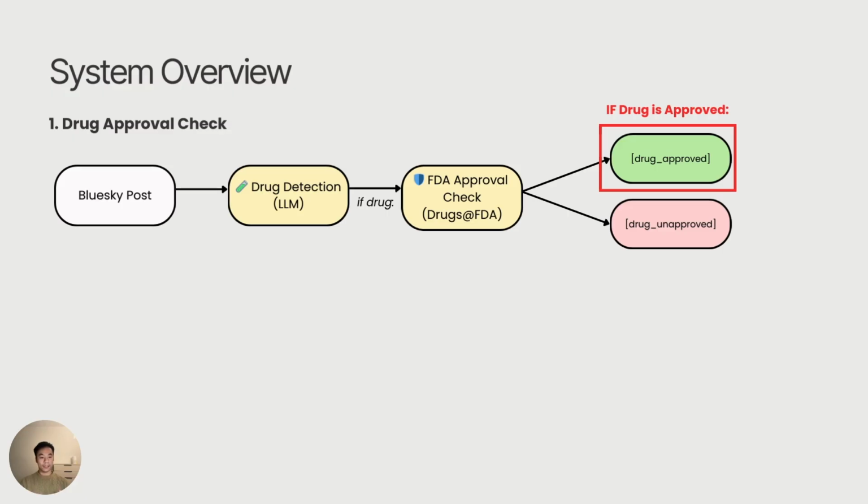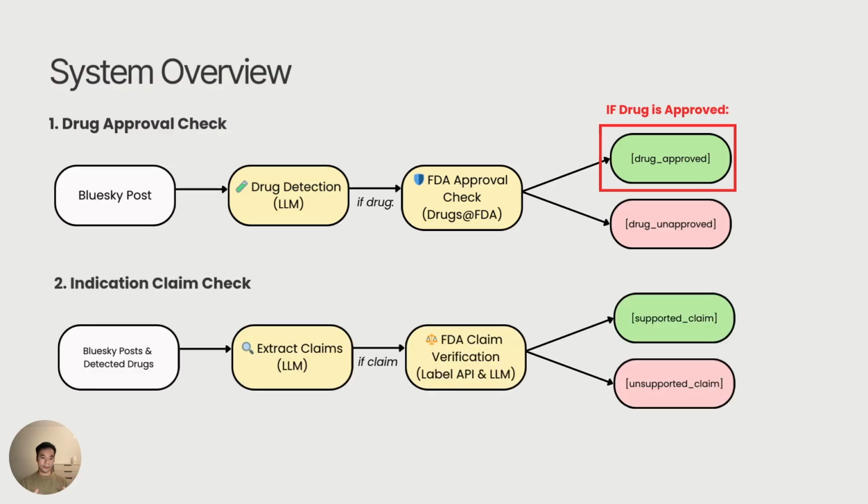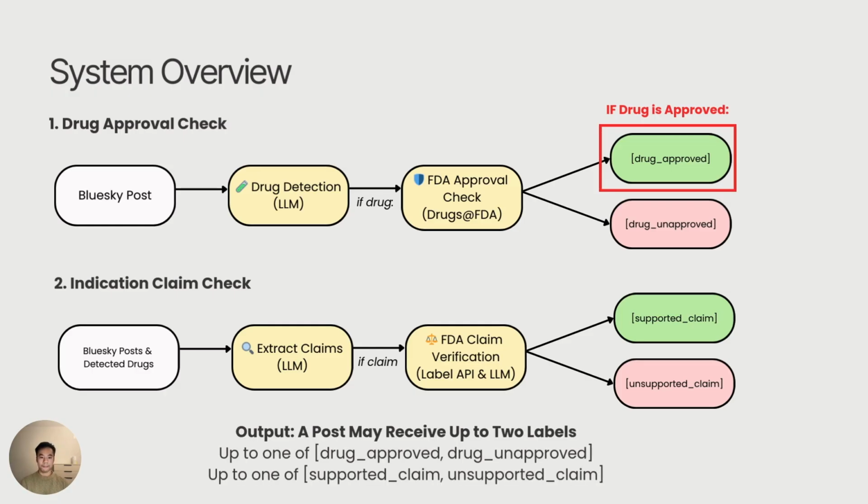In the case that the drug is approved, we go to the second system, which is the indication claim check. This takes the Blue Sky post and the drugs that were detected from before, and extracts the claims from the post. Then if there is a claim, it verifies it against the label API using an LLM, and it emits a label that is supported or unsupported. And these claims are only for indications and not anything else. The output is that the post might receive up to two labels: one label of whether the drug is approved or unapproved, and if there is a claim about the indication, whether the claim is supported or unsupported.